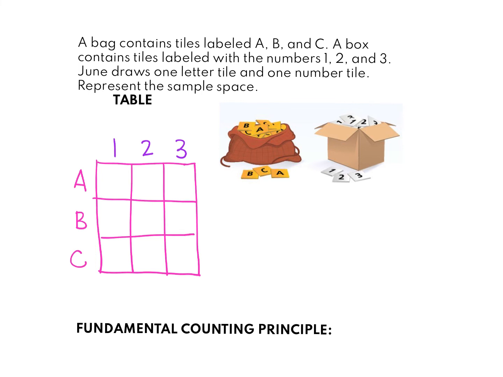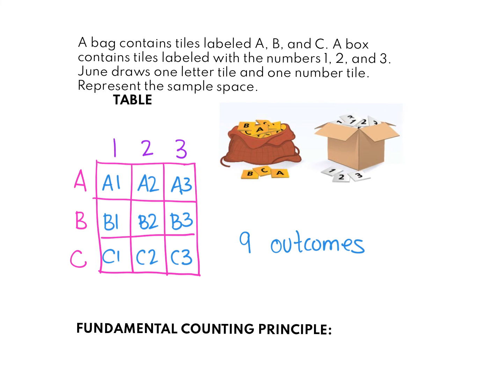Once I have that, in this first box right here, this is going to be A1. I have A2, A3, B1, B2, B3, C1, C2, C3. So there's 9 outcomes for this scenario.